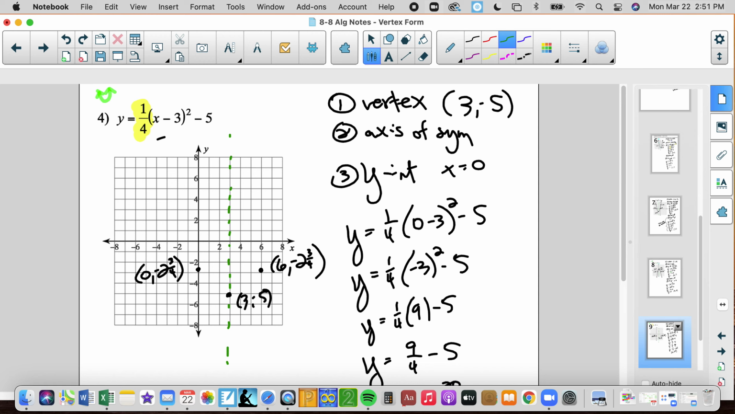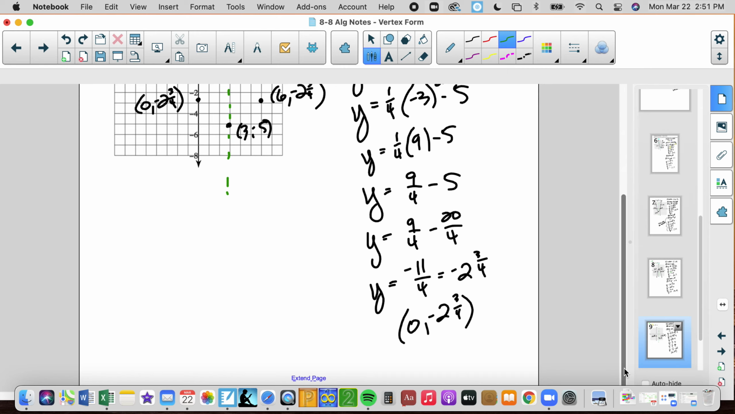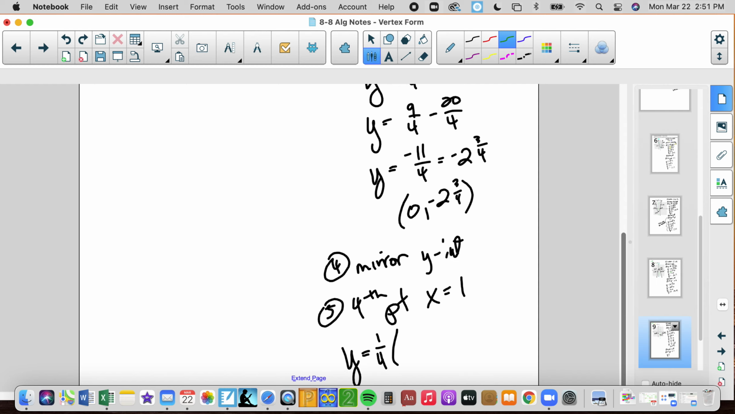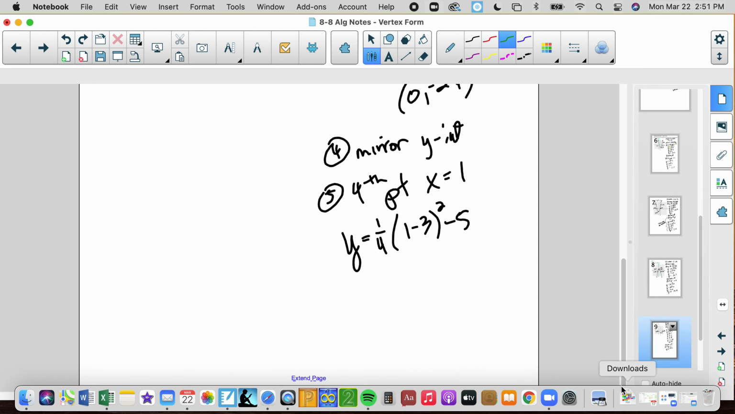So in this case, we get lucky because most of you are going to want to pick 1, which is good. You should absolutely pick 1. So if we pick 1, step 4 was mirror, which we already did, and step 5 is the 4th point. So if I plug that in, I get y equals 1/4 times the quantity 1 minus 3 quantity squared minus 5. I think it was minus 5. Yes, minus 5. So now let's simplify it.